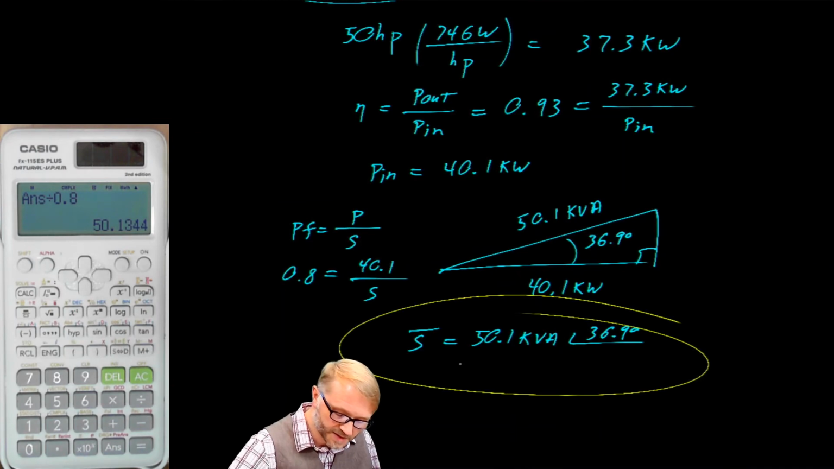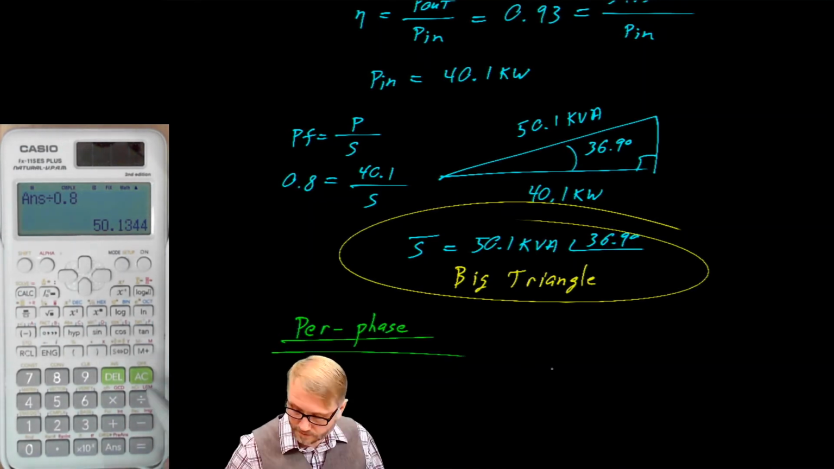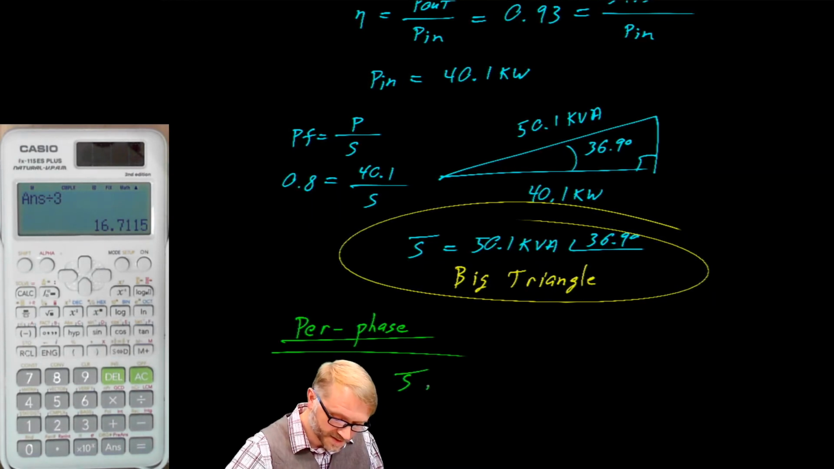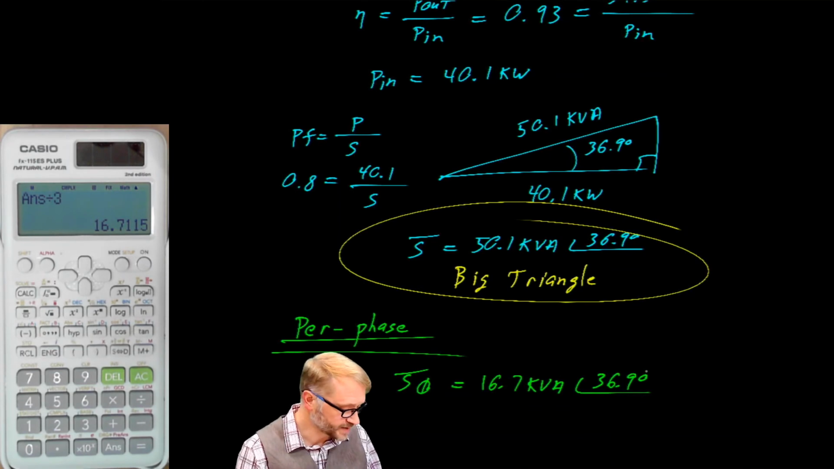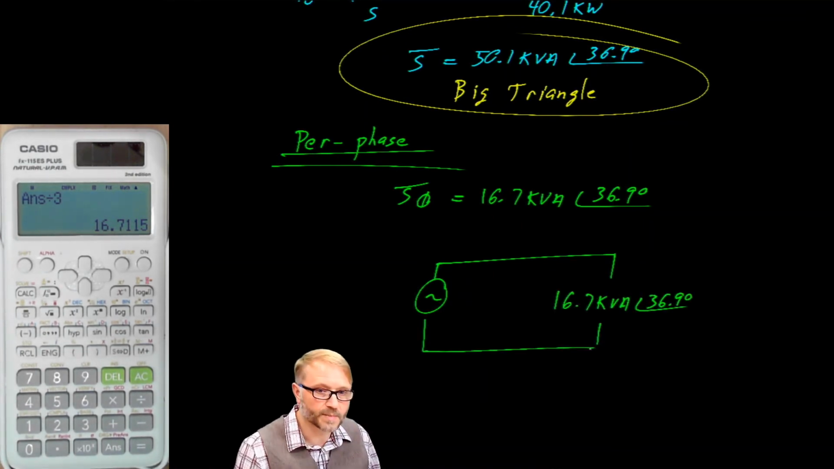And we make a big note here. This is the big triangle that we need to divide by 3 to do a per phase solution. So S phase is 16.7 kVA at a phase angle of 36.9 degrees. Schematically, we now have something that looks like this. On a per phase basis, we have some line to neutral and it is supporting a 16.7 kVA load at an angle of 36.9 degrees.